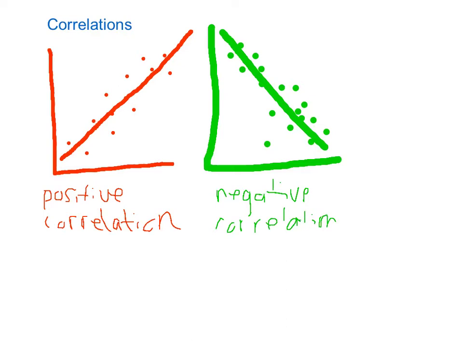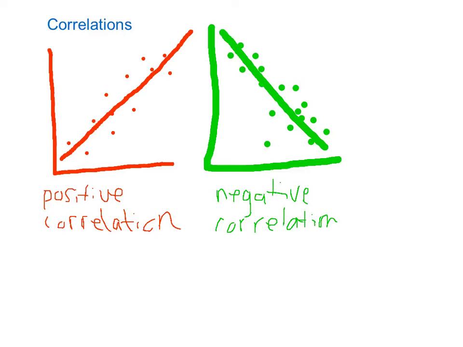And what that means is as one thing increases, the other decreases. An example of that might be, say, the more time one spends stretching, the fewer injuries they will get. As one thing increases, the other decreases.